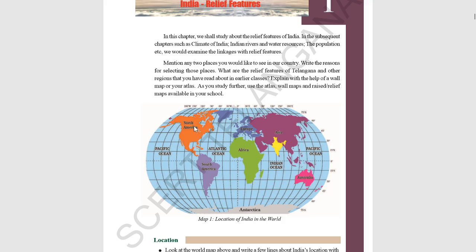These are the 7 continents: North America, South America, Africa, Europe, Asia, Australia. Sorry, 3, 4, 5, 6, and this is 7, Antarctica. This is Iceland. And oceans: Pacific Ocean, Atlantic Ocean, Indian Ocean, here also Pacific Ocean, and Arctic Ocean, and Antarctic Ocean.